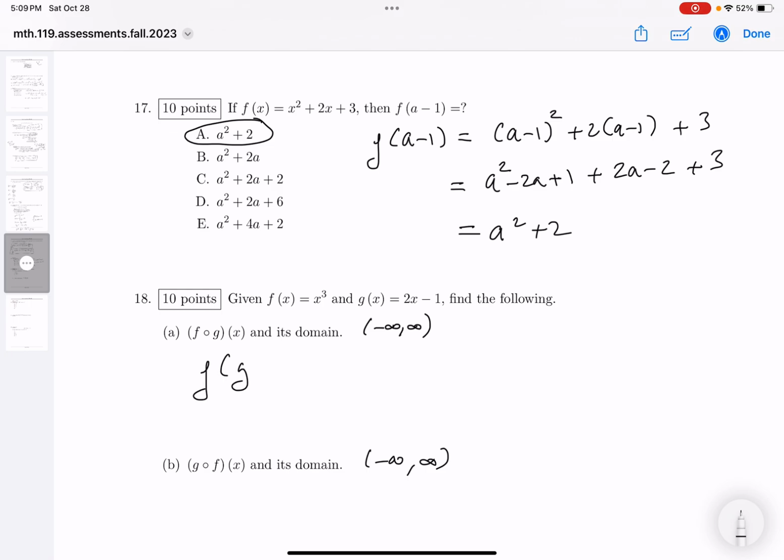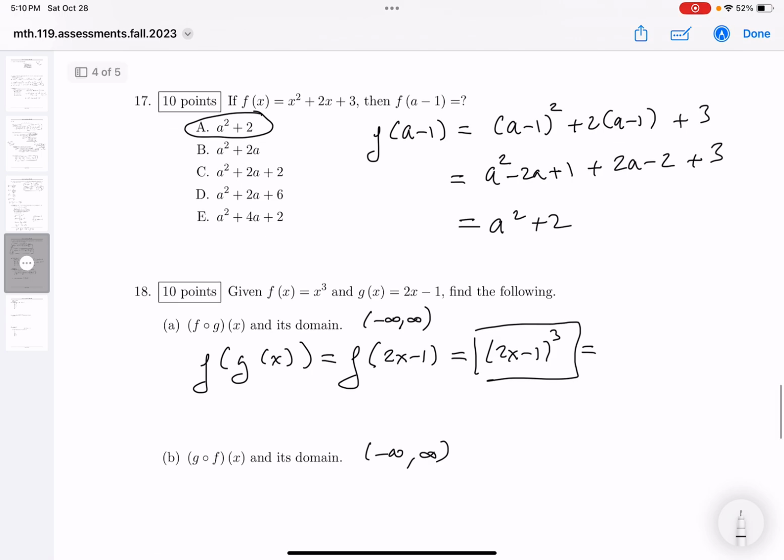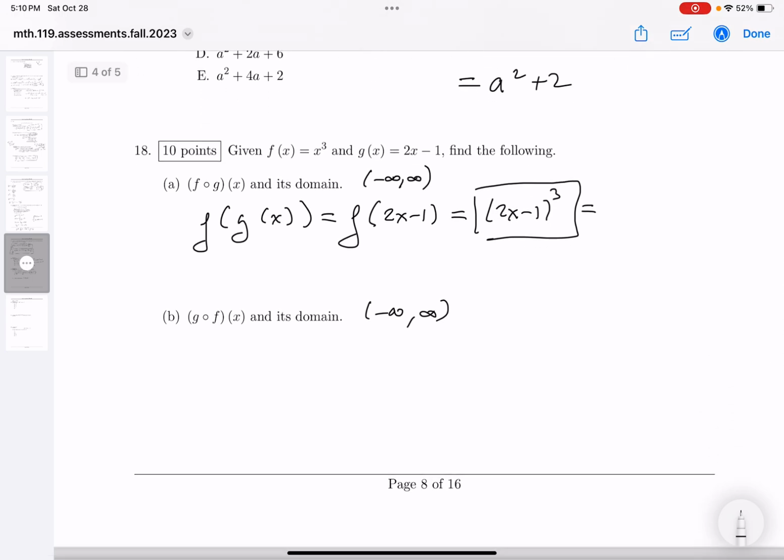F of g of x. Well, f of, what's g? I've got to read it. It's 2x minus 1. And what's that equal to? Well, let's write that down. It's going to be 2x minus 1 cubed. By the way, that's a fine answer. However, if you want to multiply it, you can. Let me hold off a moment on that, though. What's the next one going to be? I will multiply it out if you want it multiplied out.